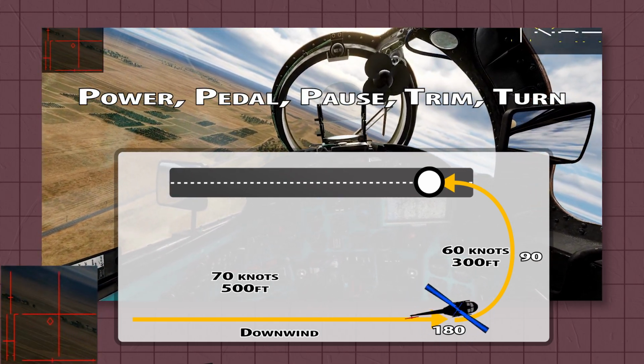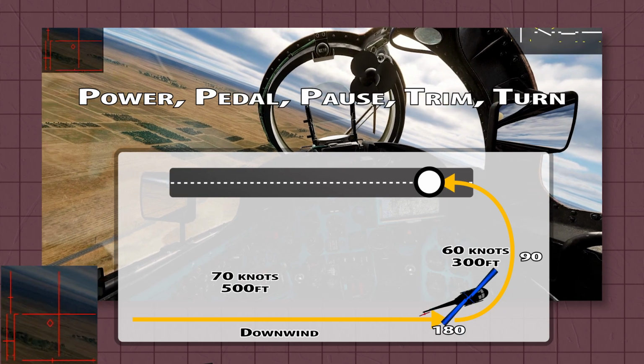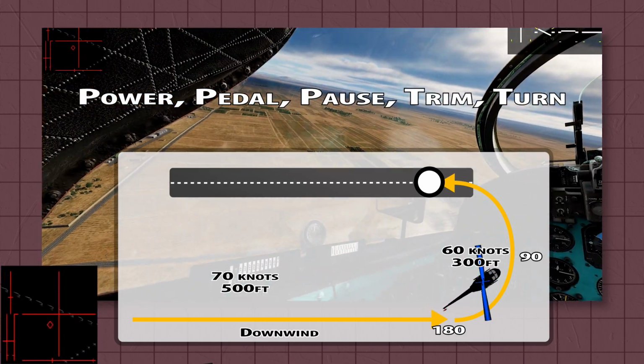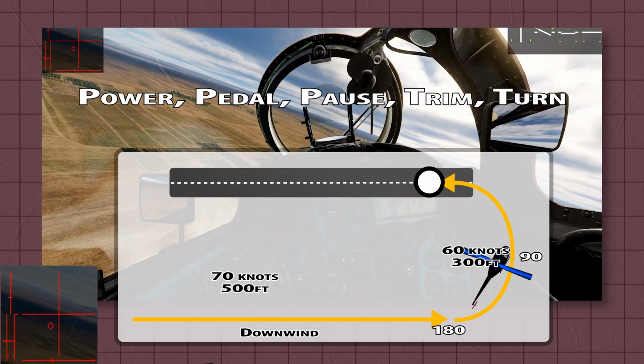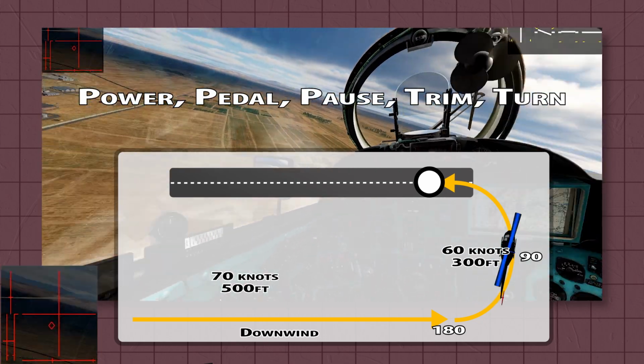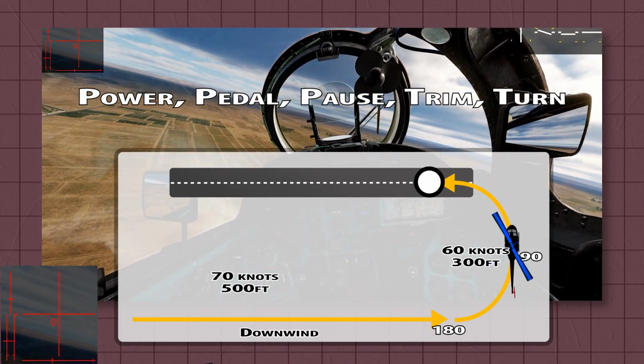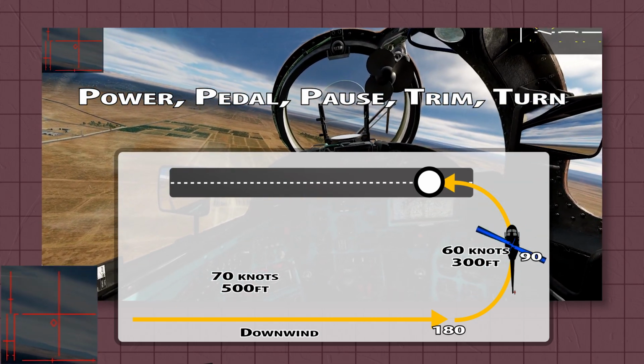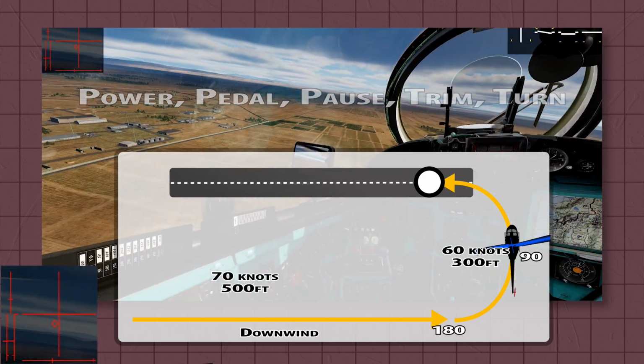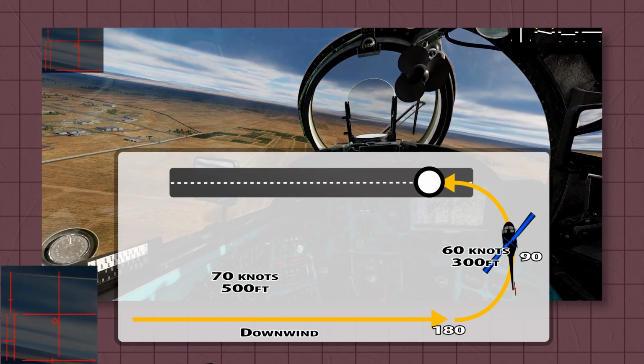As you get closer to the 90, ensure you are maintaining the rate of descent and are going to hit 300 feet soon. You should be slowing as you go. Aim for about 60 knots at the 90. Now we're at the 90, so we should be at 60 knots and 300 feet. Continue past the 90 to intercept the final course.